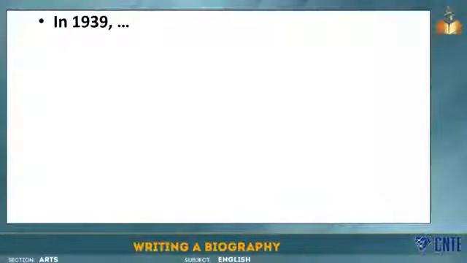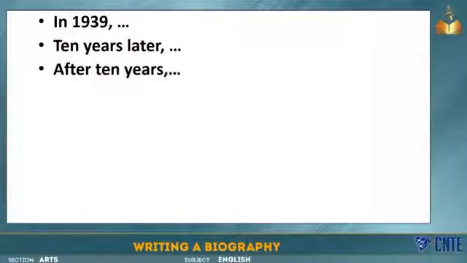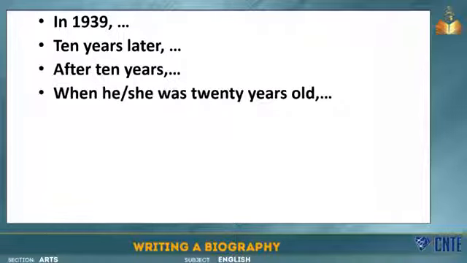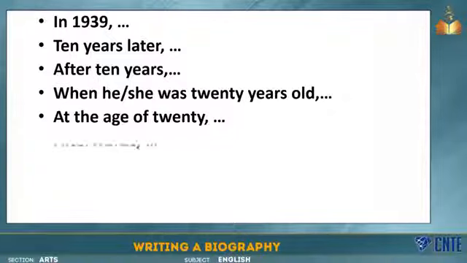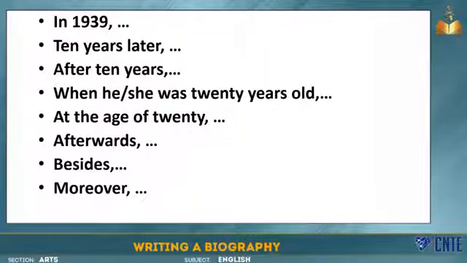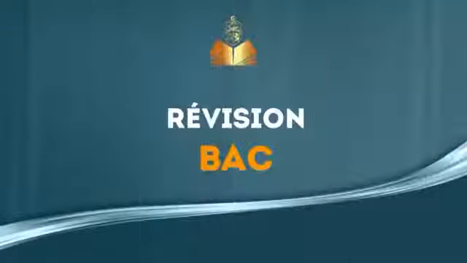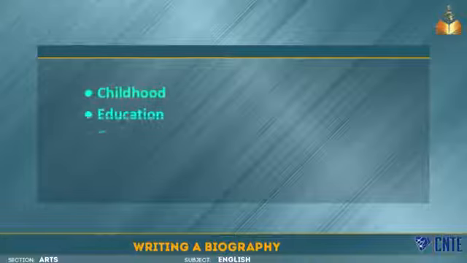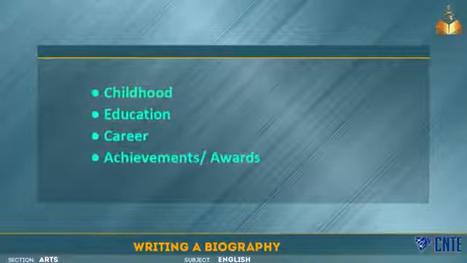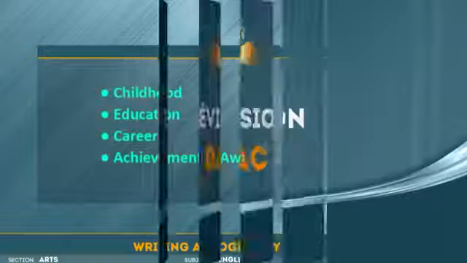For instance, we can write, in 1993, 10 years later, after 10 years, when he or she was 20 years old, at the age of 20, afterwards, besides, moreover, in addition, etc. Along with the dates, the hints contain specific information about childhood, education, career, and achievements or awards.